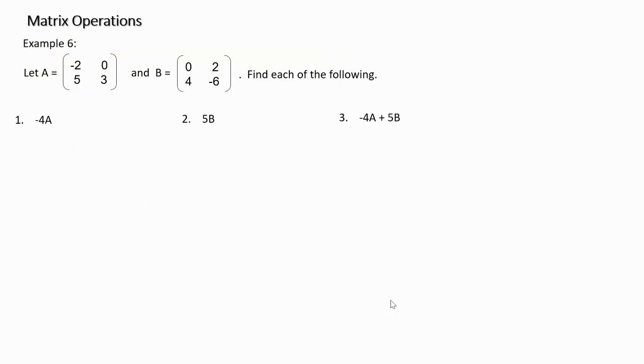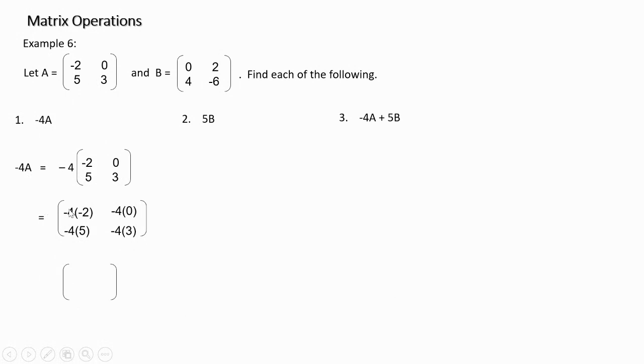Now, on example 6, we have 1, 2, and 3. We're going to work three problems. On 1, it says negative 4 times A. So this is my A matrix. I'm going to multiply negative 4 times every element in matrix A. So negative 4 times negative 2, negative 4 times 0, negative 4 times 5, negative 4 times 3.